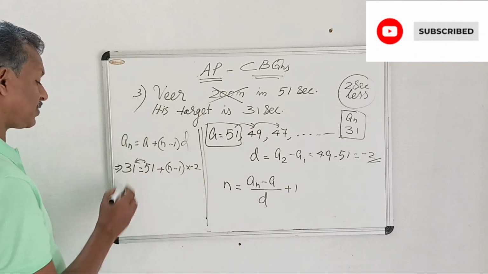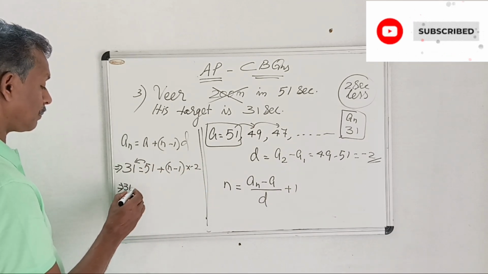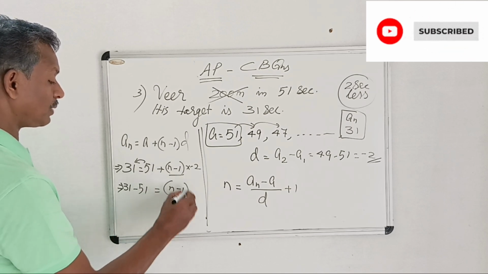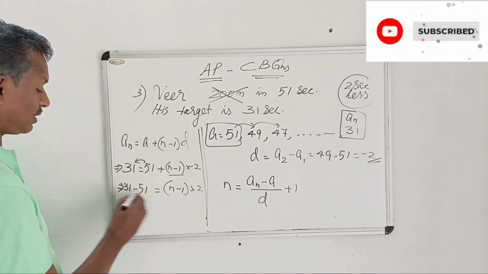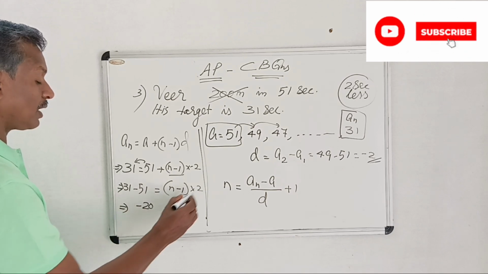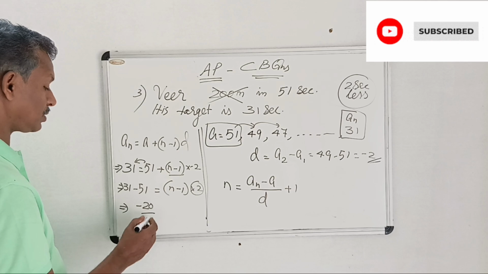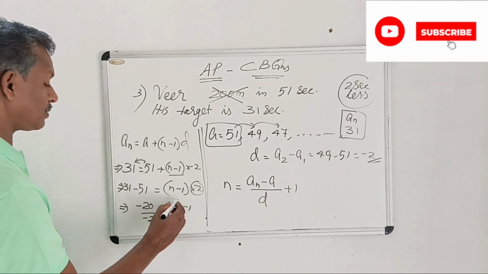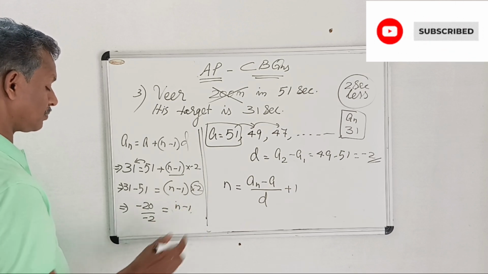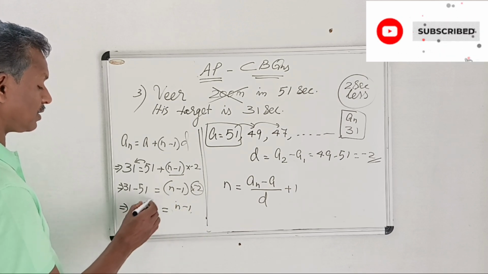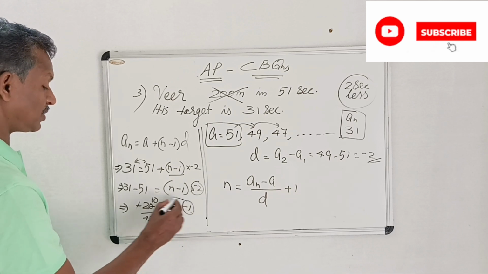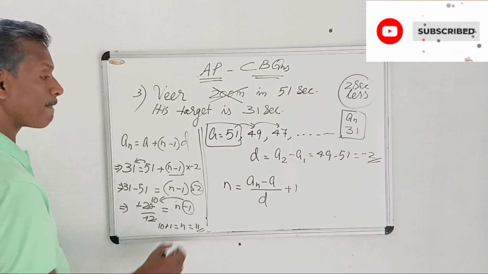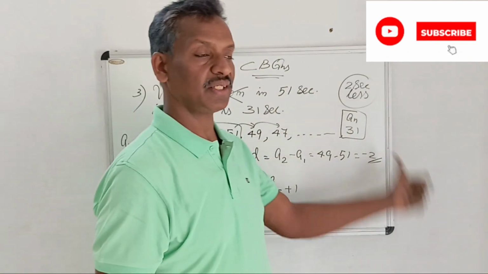You can shift this 51 here, that is 31 minus 51 is equal to (n minus 1) into minus 2. You subtract this, you get minus 20. And here minus 2 is multiplied, so you shift it here. Minus 2 is shifted here, and it is n minus 1. These two minus signs get cancelled, and 2 and 20 cancel to get 10. Minus 1 is shifted to the left side, that is 10 plus 1, it is n. n is 11. So on the 11th day he will reach this target.